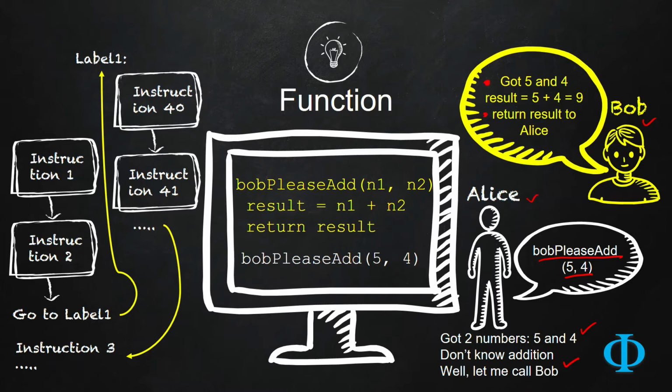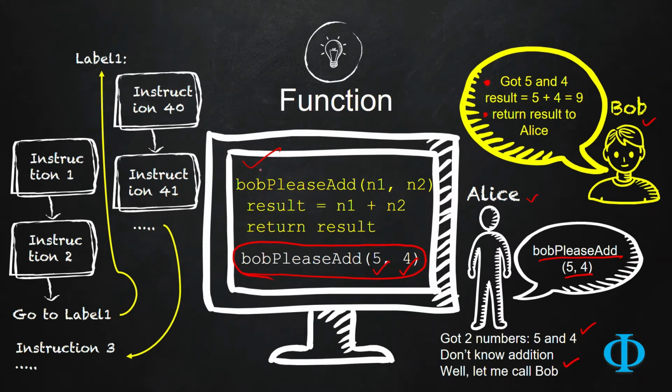Exactly the same thing can be done in a program. Now let us try to understand what is happening in this part of code. It is not the exact code, but most programs follow similar things in most programming languages. So from one part of the program, you can call the function named Bob please add, and then pass the actual values that you want to add.